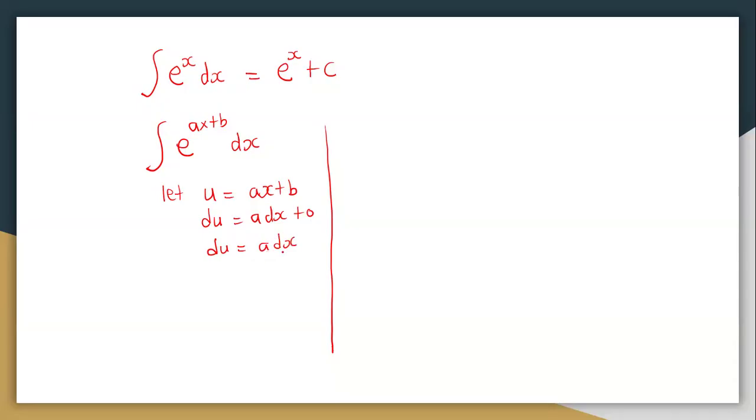Since I am interested in getting the dx such that I can change the variables, I divide both sides by a. So du out of a equals dx. Where there is dx, I put du out of a. So I have the integral of e to the power of ax plus b, which is u, times du out of a. Since a is a constant, I can factor it out and I remain with the integral of e^u du.